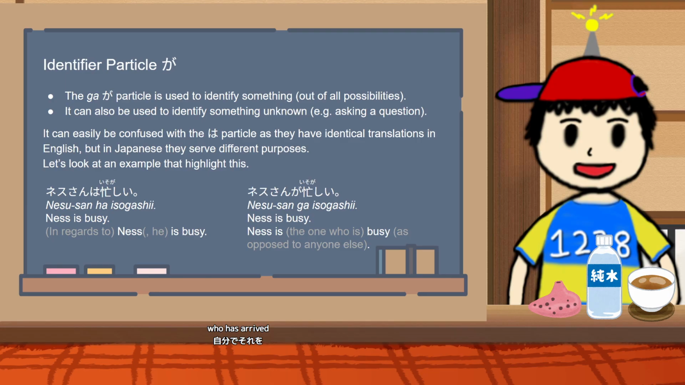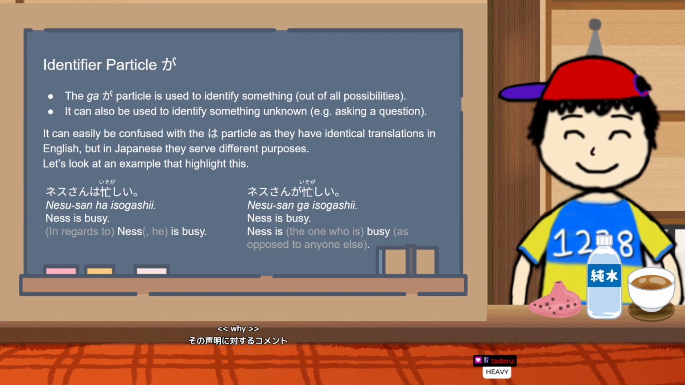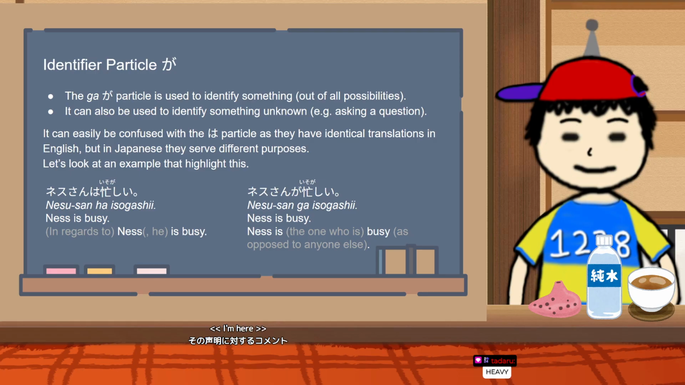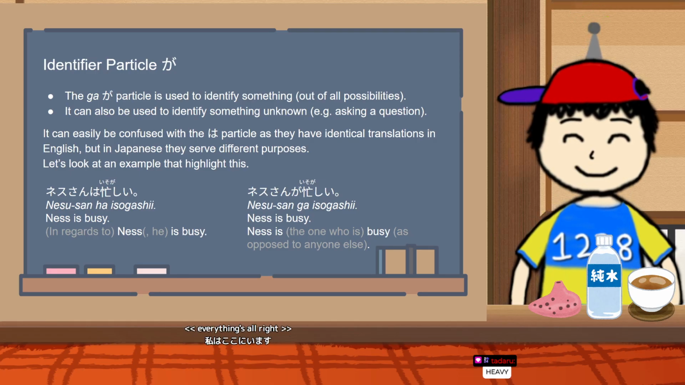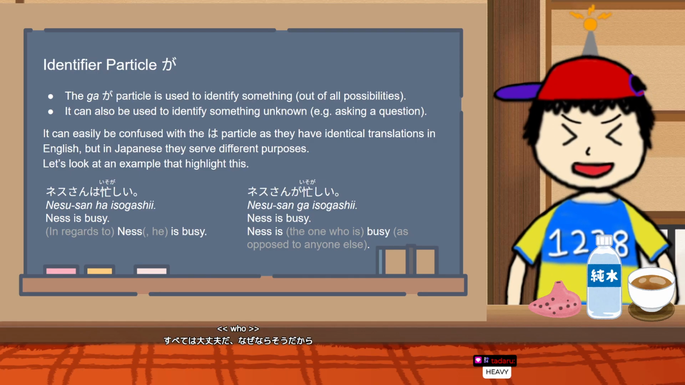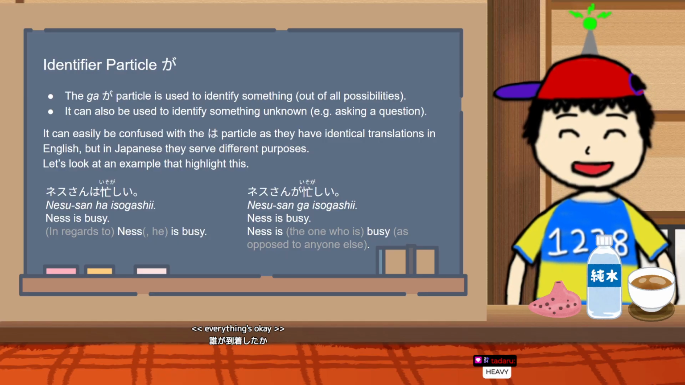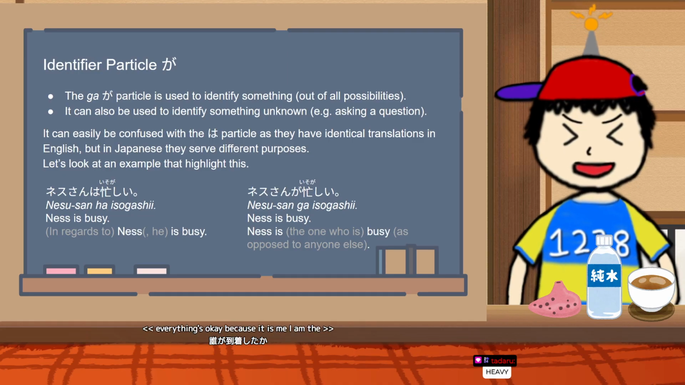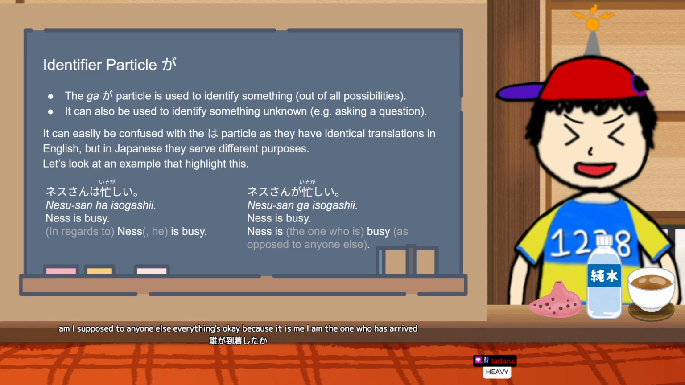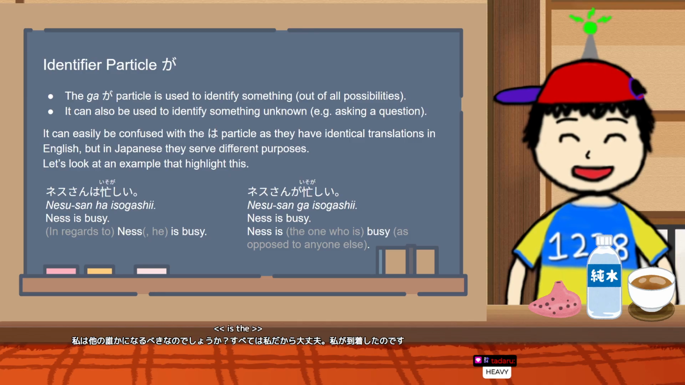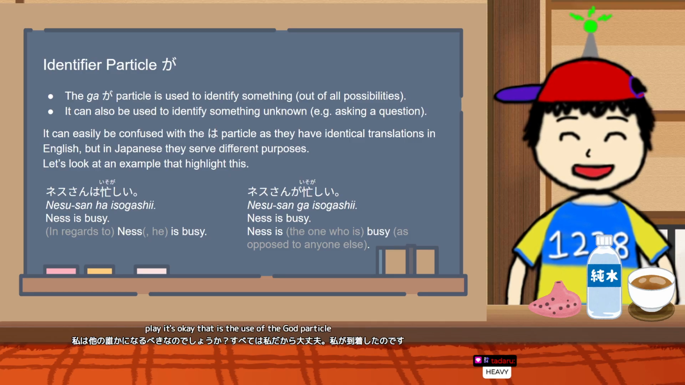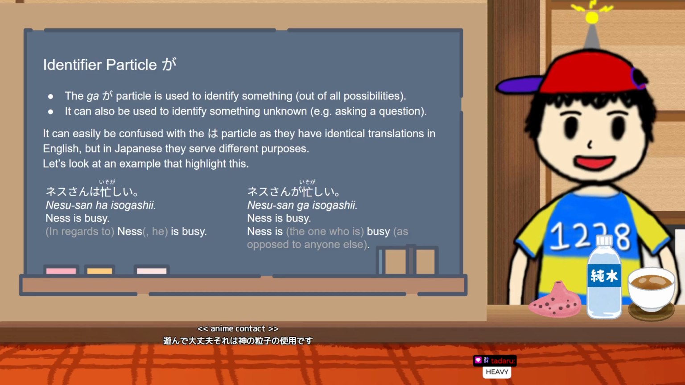And this is further emphasized by the preceding comments to that statement. Everything's all right. Why? Because I am here. Everything's all right because it is me who has arrived, as opposed to anyone else. Everything's okay because it is me. I am the one who has arrived. That is why it's okay. That is the use of the ga particle in a familiar anime context.